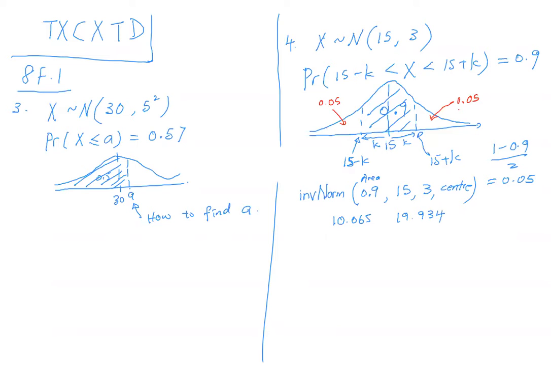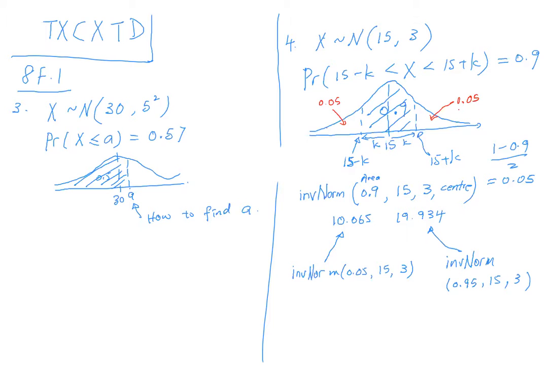19.934. Okay, look. This one I can get from inverse norm: 0.05, comma 15, comma 3. And this one, I can get from inverse norm 0.95, comma 15, comma 3. All right, so this will be your K, and 15 minus K. So you can get the answer by just one of them.